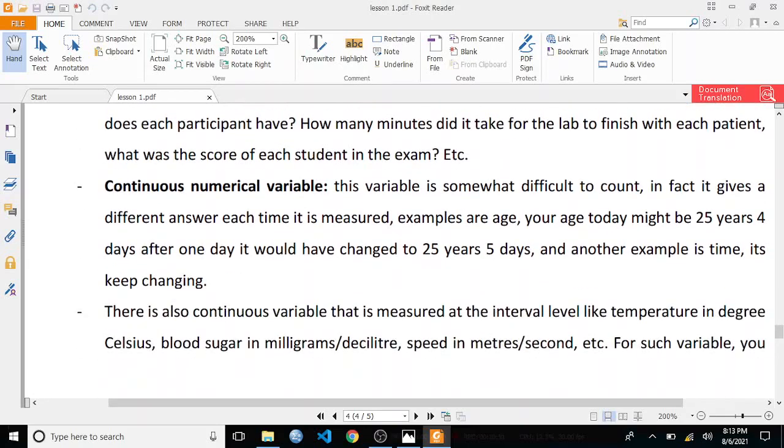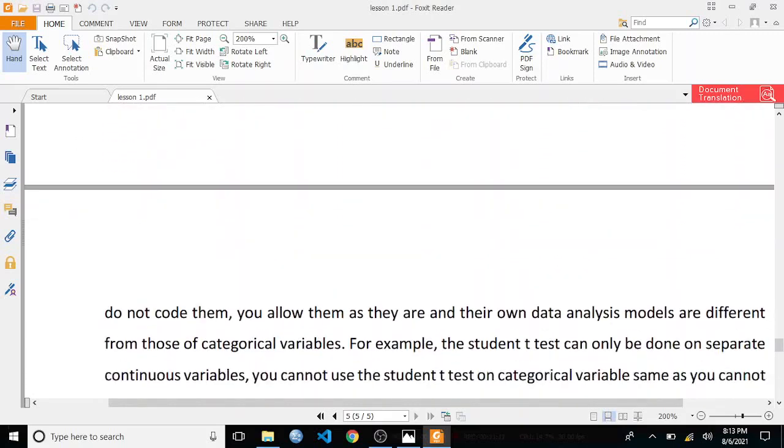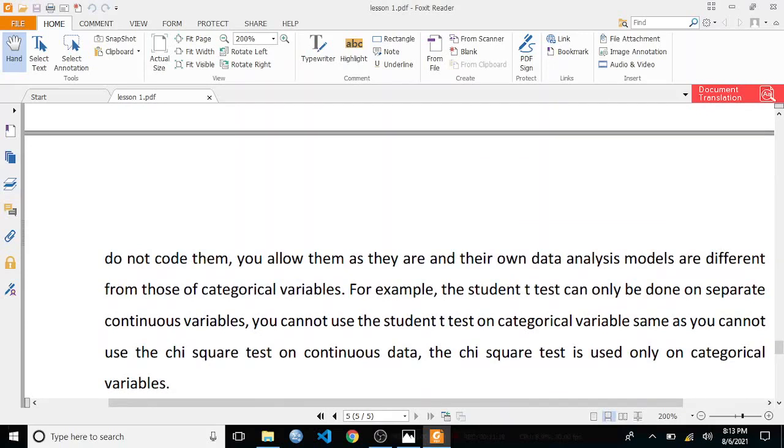Now, continuous numerical variables are variables that are measured at an interval level, or what people will call a scale. They are variables that keep changing. Each time you take the measurement, you are likely to have a different value. It could be temperature in degrees Celsius, blood sugar in milligrams per deciliter, speed in meters per second. And for such variables, during data coding, you don't code them. You simply put them the way they are, unless you want to categorize them to say high, low, normal, good, bad, worse, kind of a thing.